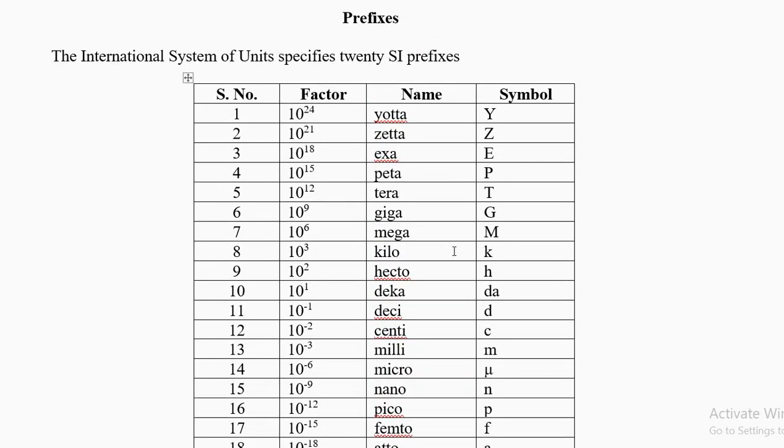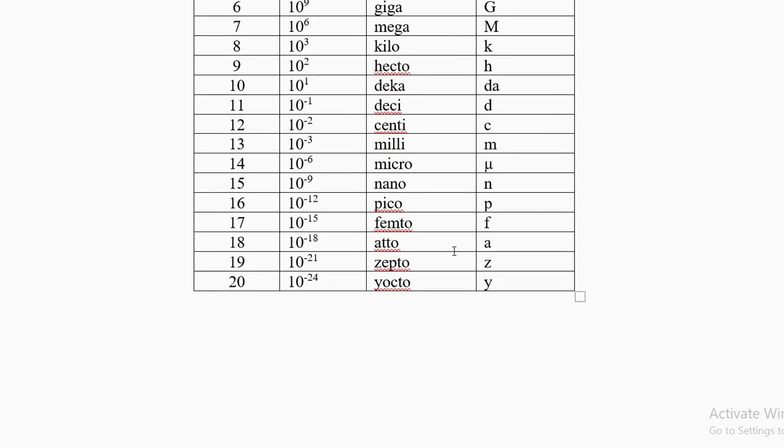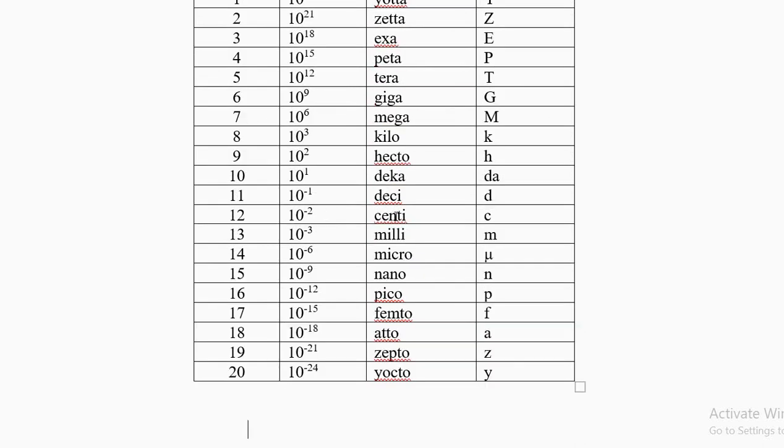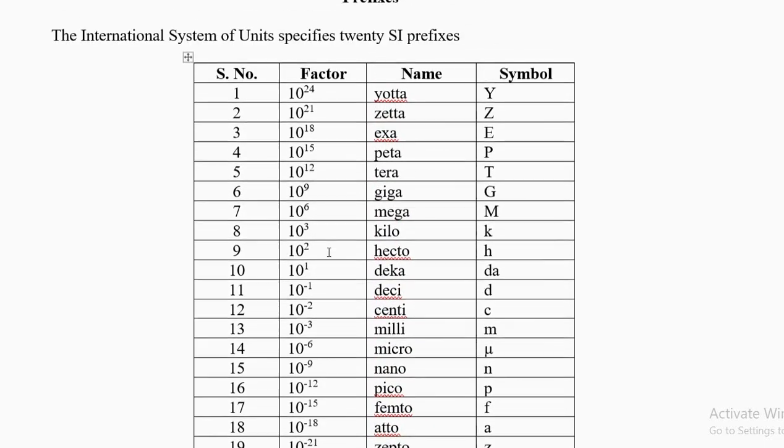This much is sufficient, which I have told you. Then the other suffixes are on the smaller side. You will need 10 power minus 2, which is centi, 10 power minus 3 is milli, 10 power minus 6 is micro, and 10 power minus 9 is nano. If you say nanosecond, it means 10 power minus 9 seconds. If you say micrometer, it means 10 power minus 6 meters. So these are your prefixes.